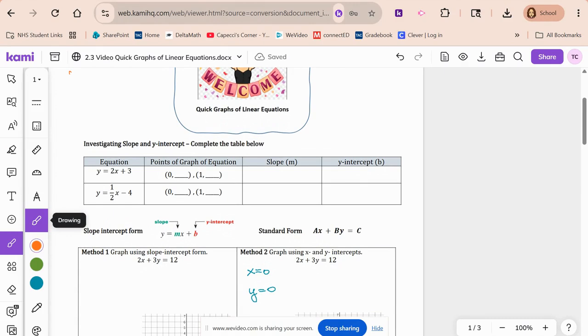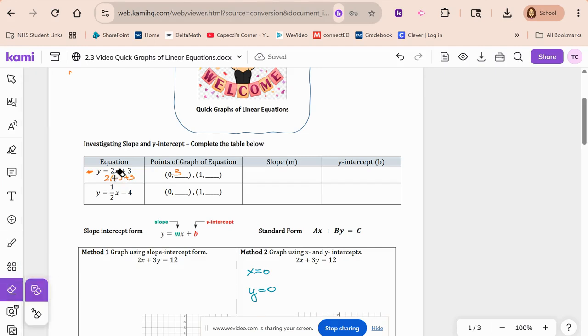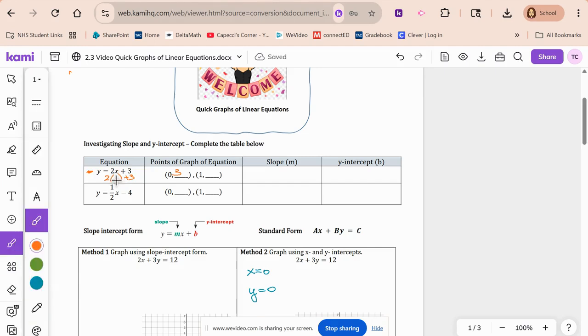So here's my line, right? My linear equation. And when I'm looking for points on the graph, if I were to substitute a 0 in for x, that would give me 3. So that would be a point on the graph. Same thing if I were to substitute a 1 in there for my x value. I have 2 times 1, which is 2, plus 3 gives me 5.